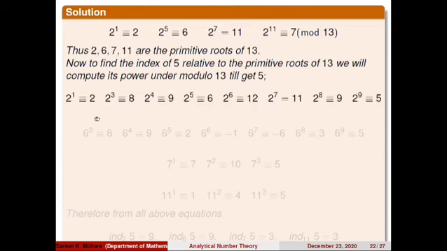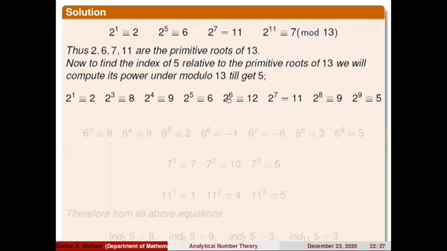As here, first I am calculating powers of 2. So 2 to the power 1 is congruent to 2. Then 2 squared is congruent to 4. 2 cubed is congruent to 8. Then 2 to the power 4 is what? 16. 16 is congruent to 9 modulo 13. Then 2 to the power 5 is 32, so it is congruent to 6.